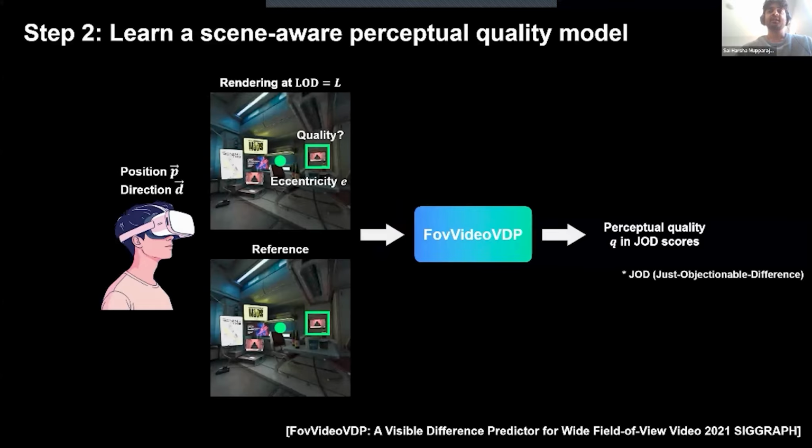The quality metric takes as input two patches of images, one from an LOD, or level of detail, of L, and the other from a reference image of an LOD of 0, along with the position vector P, direction vector D, and eccentricity E. It outputs a perceptual quality Q in terms of JOD, or just objectionable difference.